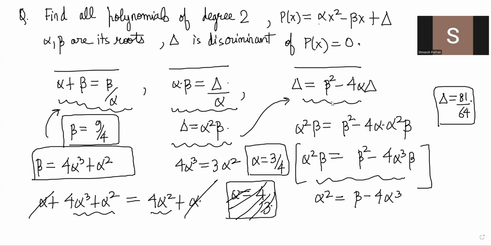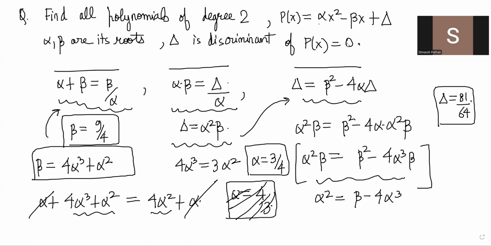Sir, the way I was finding delta was actually wrong. So that's why I got stuck. What do you mean wrong? Delta is the discriminant. There is no other way. I was doing alpha equals beta plus minus root delta by 2.